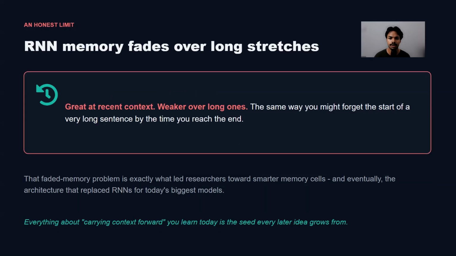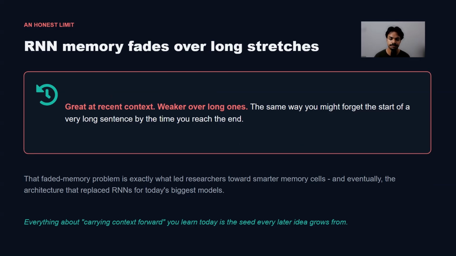Now, a quick honest word on the limits here, because this is where the field kept pushing further. Plain RNNs are fantastic at remembering what happened a few steps back, but their memory tends to fade over long stretches. The same way you might forget the beginning of a very long sentence by the time you reach the end. That faded memory problem is exactly what led researchers to build smarter memory cells and eventually the architecture that replaced RNNs almost entirely for today's biggest models. We'll get there, but everything about carrying context forward that you learn today is a seed that every one of those later ideas grows from.